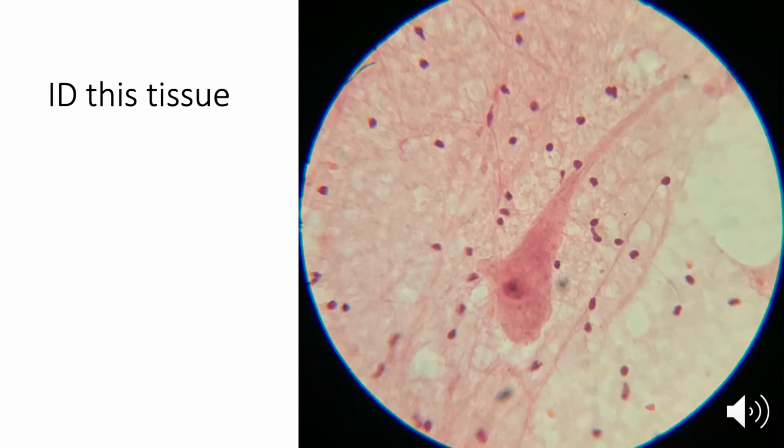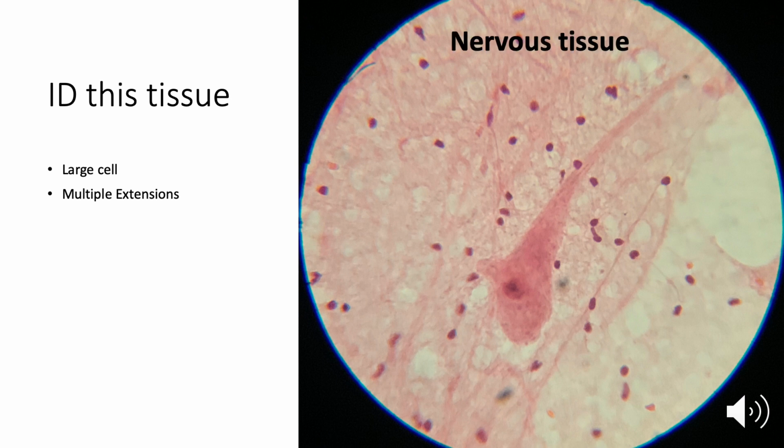Here's our next slide. So what I'm looking at here is there's some cells scattered around here, but this one really catches my eye. That's a big cell, and if I look at the extensions off those cells, there's multiple extensions. So this is our nervous tissue. Functions here include sensory input, integration, and motor output.